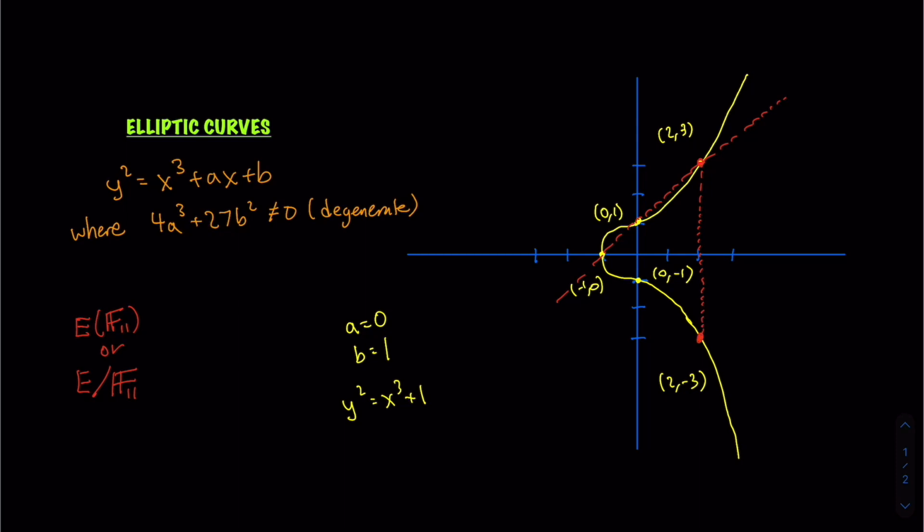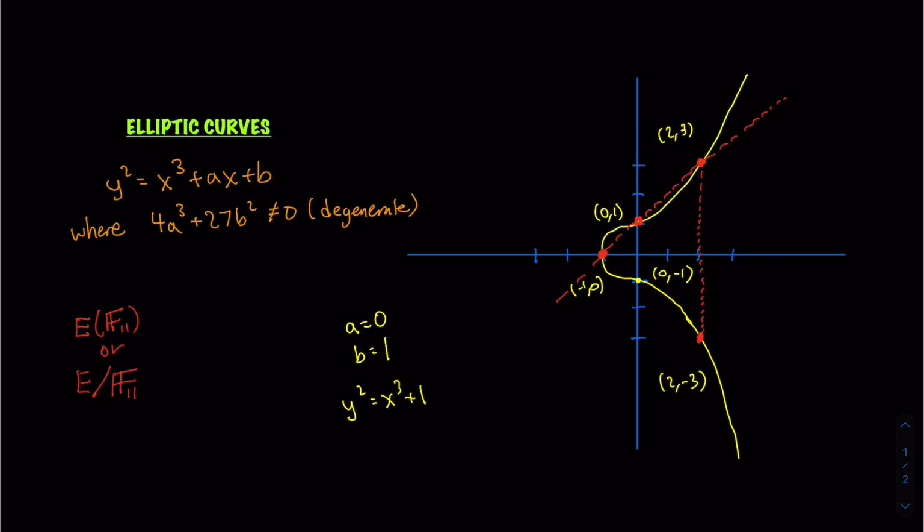For example, let's draw a line through negative 1, 0 and 0, 1, since we know those two are valid points. And if we draw this straight line, we see that it intersects the curve at 2, 3. So I have another valid point, 2, 3. And if I flip that over the x-axis, I get 2, negative 3, which is another valid point. You can go ahead and verify this for yourself.